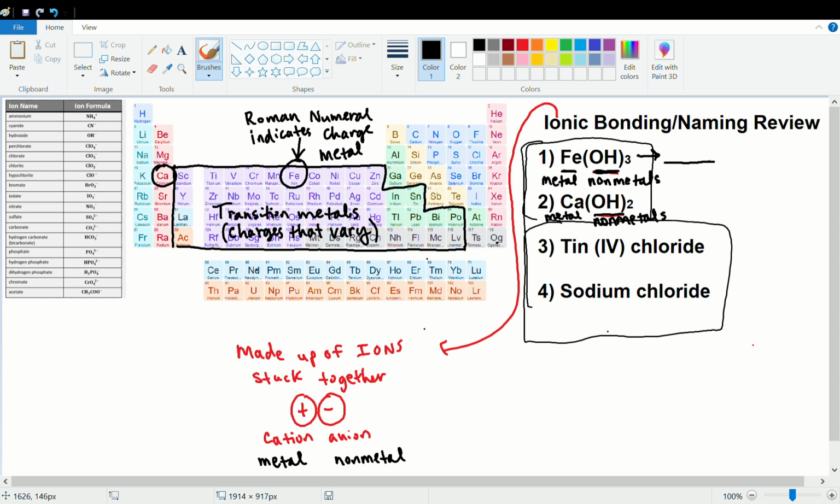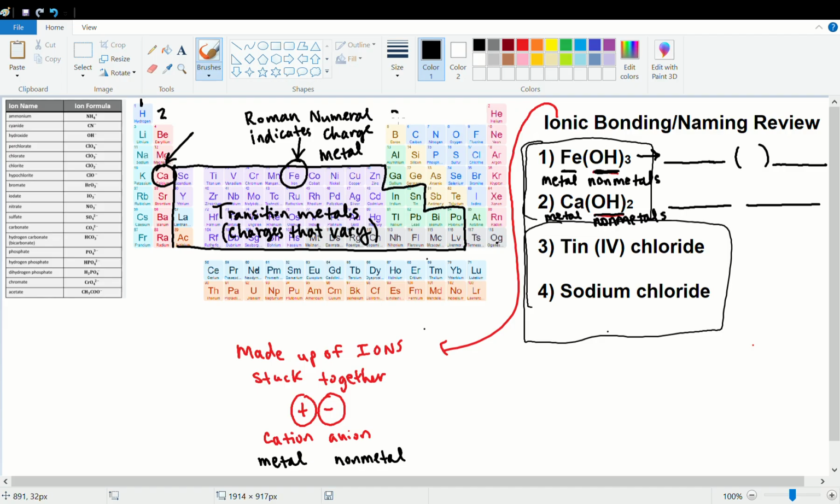So when I write out the name of iron hydroxide, I'm going to write the name of the metal, and then I'm going to leave a space for a Roman numeral, and then I'm going to write the name of the nonmetals. In calcium, I'm just going to write the name of the metal, and the name of the nonmetals, and I'm not going to include that space for a Roman numeral. The reason is that calcium is outside of the transition metals section. Calcium is in group 2. So if this is group 1, this would be group 2.